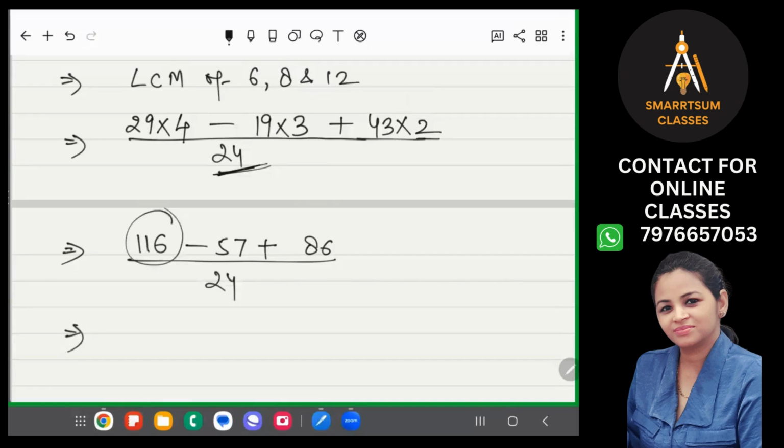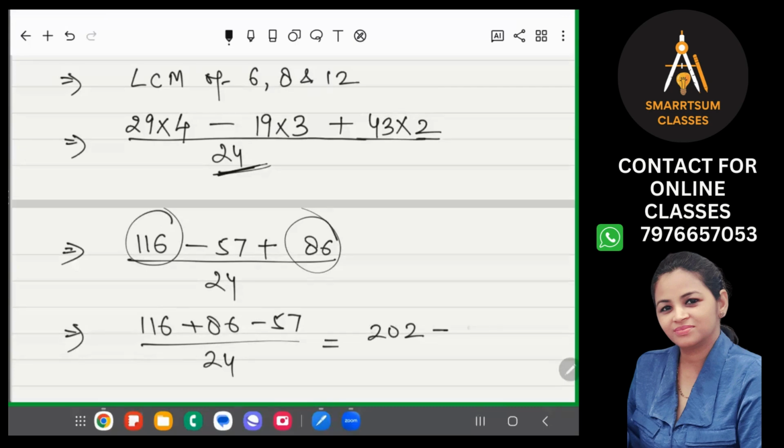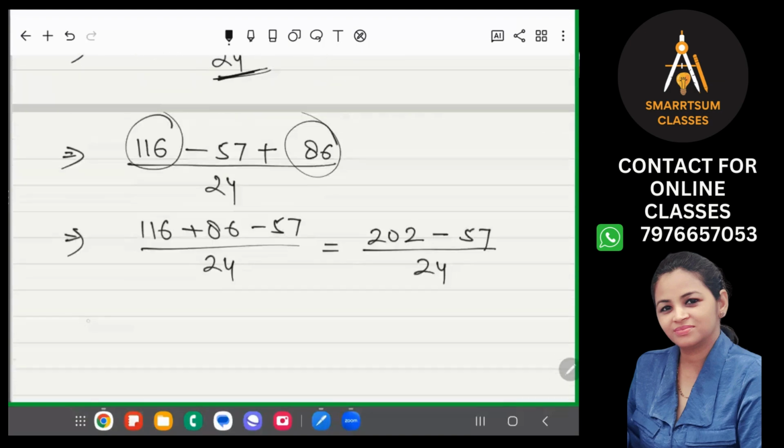Now, 116 is a positive integer, and this is a positive integer. Write them together: 116 plus 86 minus 57 upon 24. Now add them. 116 and 86 is? 202. Right, 202 minus 57 by 24. Now you can subtract.